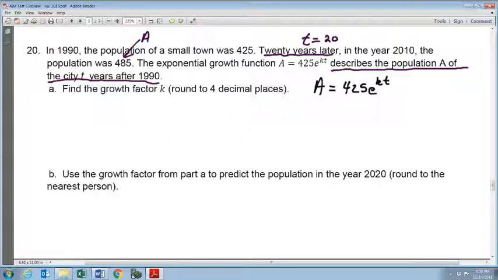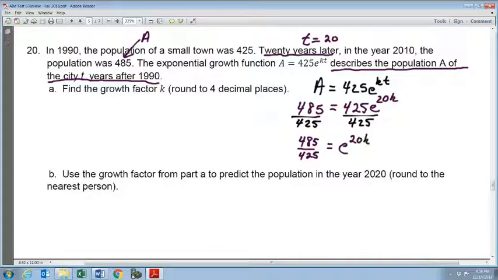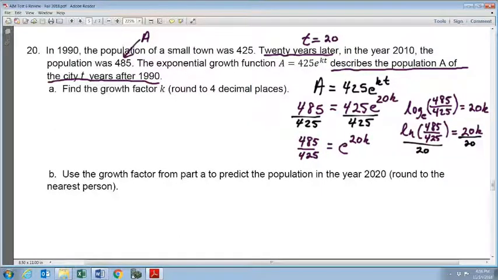So let's plug in our numbers. We have 485 for A, and t we said was 20. So let's go ahead and divide each side by 425. Now this doesn't come out to a nice number, so I'm just going to leave the 485 over 425 like it is. And now I'm going to switch forms. This is a base e log. And again, the exponent goes by itself. This should be written as a natural log. And we need to divide by 20.